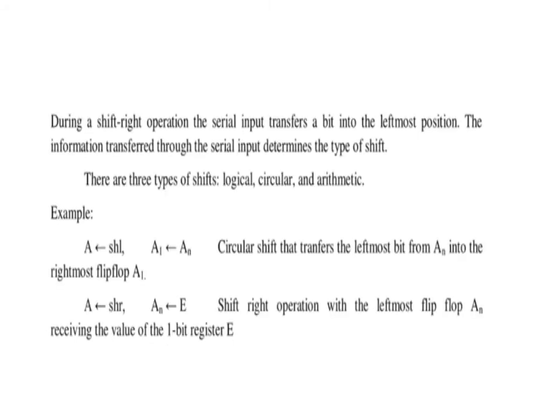And this is another operation, the circular shift operation. That is, SHL implies A, that is A1 to AN. A circular shift transfers the leftmost bit AN into the rightmost flip-flop A1. And there are 3 types of shift operation, mainly logical, circular and arithmetic shift.